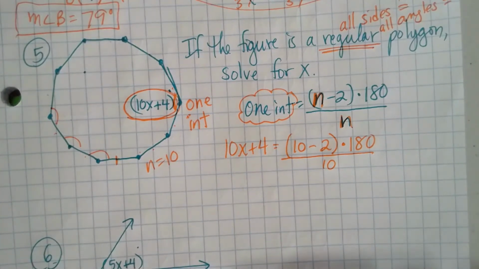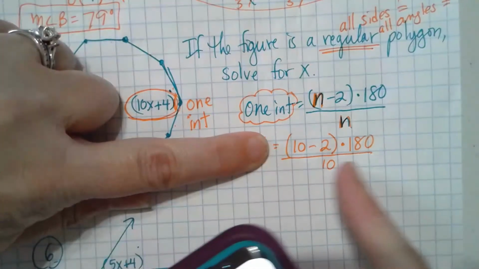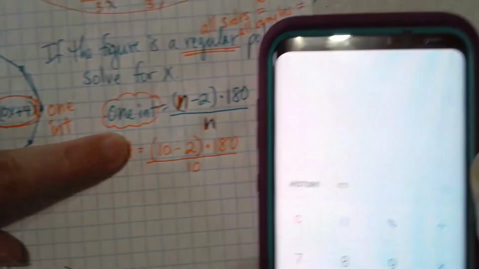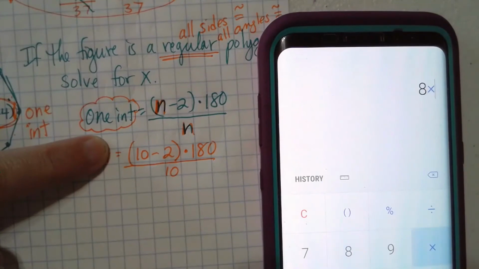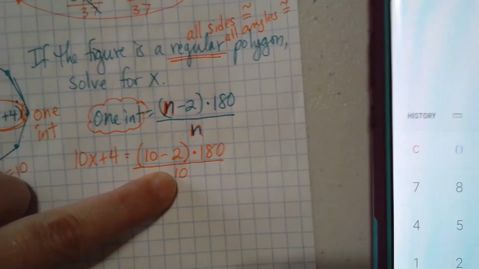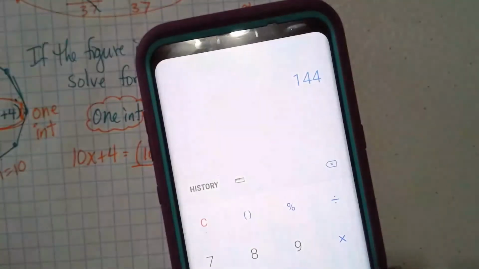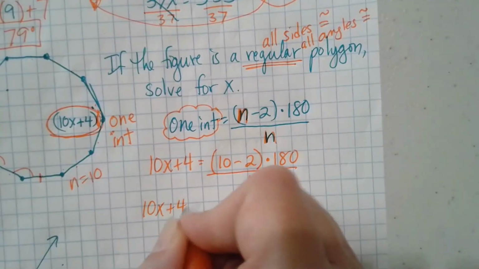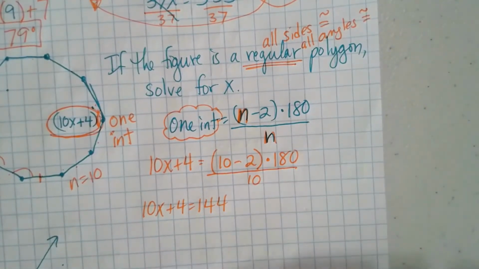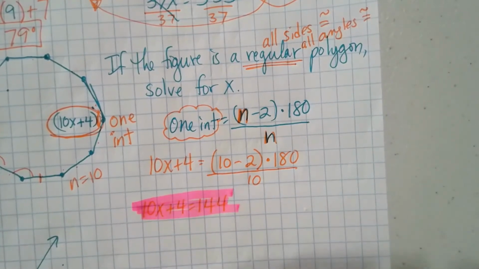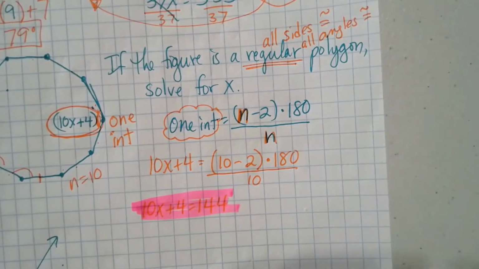Okay. So let's go ahead and do this right side. 10 minus 2 is 8. 8 times 180 divided by 10 tells us that that one angle needs to be 144. So we're going to have 10x plus 4 equals 144. That looks like a nice equation to solve. You can put it into your equation solver. You can do it by hand. I'm going to do it by hand.